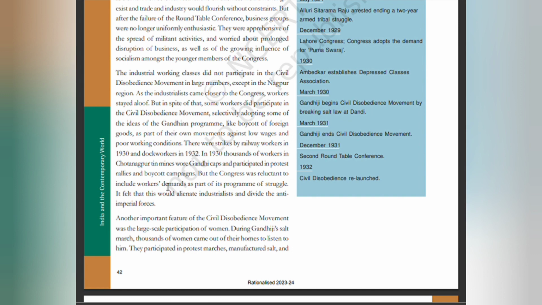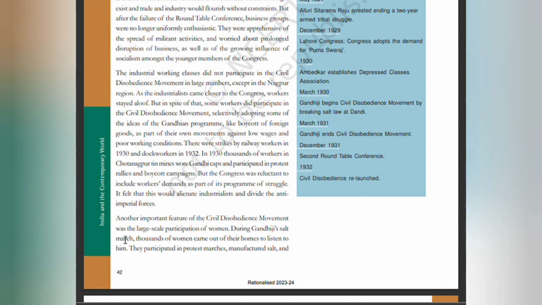But the Congress was reluctant to include workers' demands as part of its program of struggle. It felt that this would alienate industrialists and divide the anti-imperial forces. Another important feature of the civil disobedience movement was the large-scale participation of women.